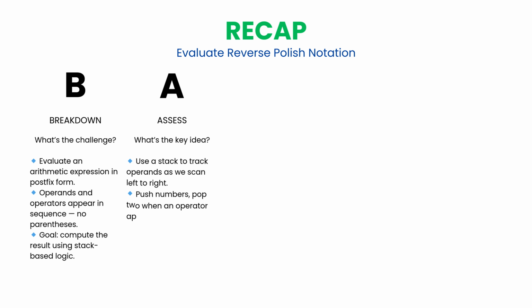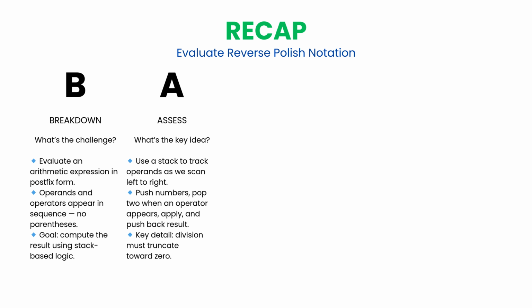The beauty of RPN lies in its simplicity. As we scan tokens left to right, numbers are pushed onto a stack. When we hit an operator, we pop the top two numbers, apply the operation, and push the result back. No need for parentheses or operator precedence tables. The key detail: ensure division behaves like real integer truncation toward 0.